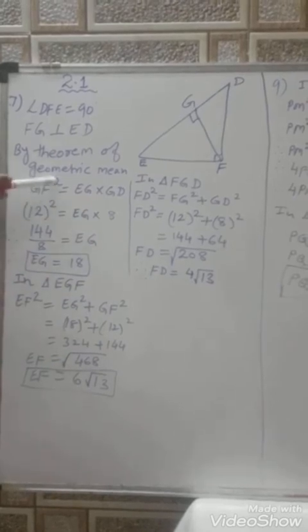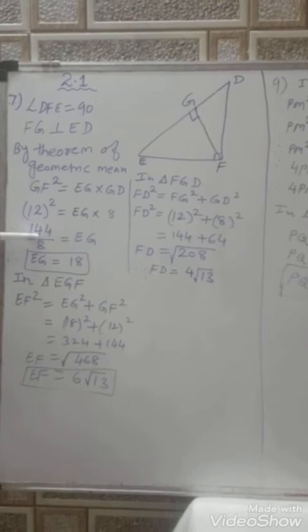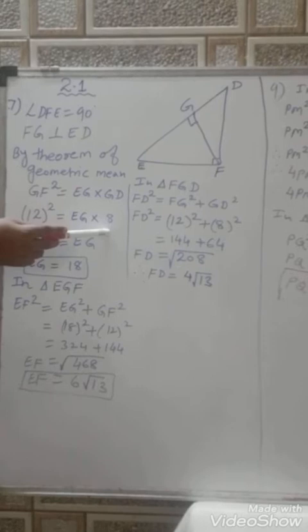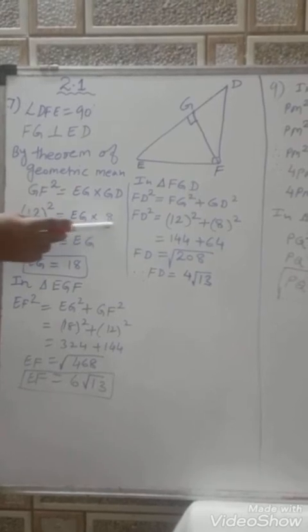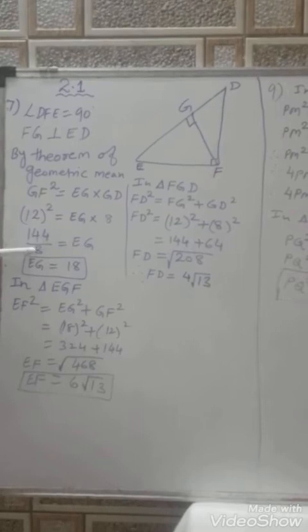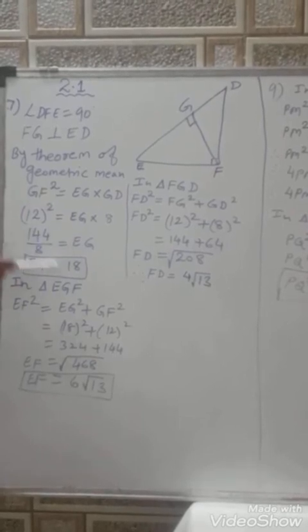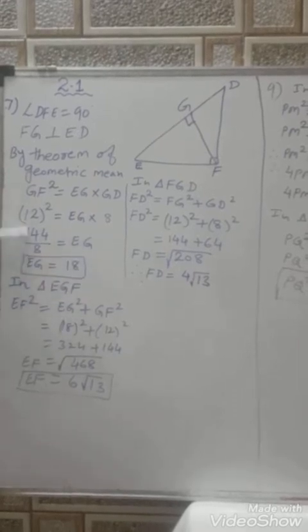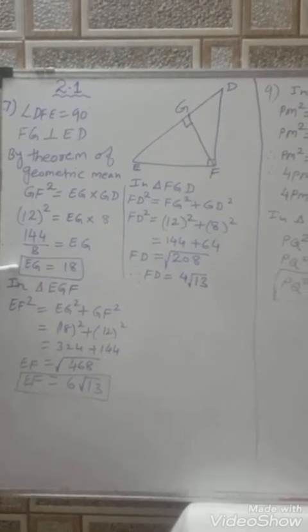That is GF square. GF value is given as 12. So it is 144. EG you have to find. GD is given as 8. So EG multiply with 8. Now shift the 8 there. So 144 divided by 8, so that we get 18. So EG equals 18. This way we get the value of EG.